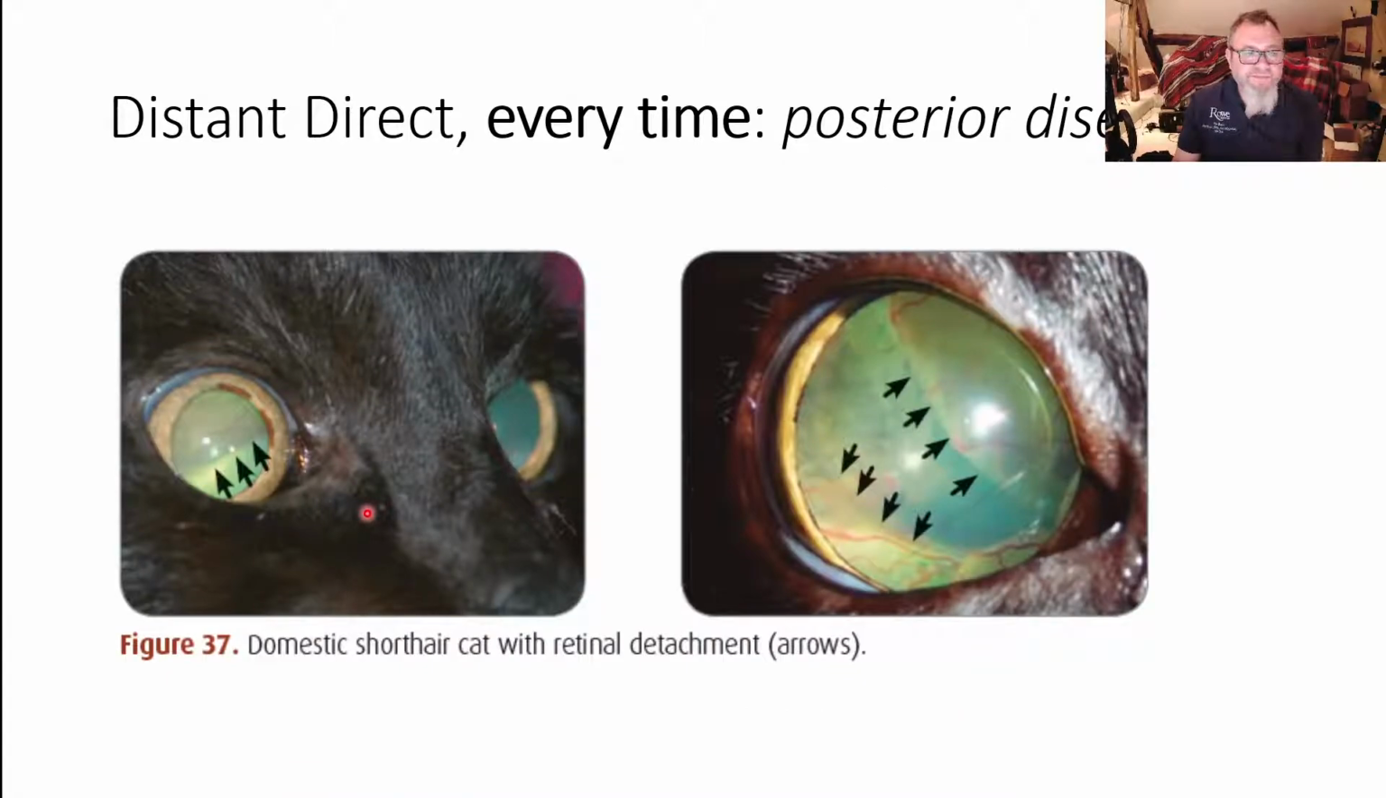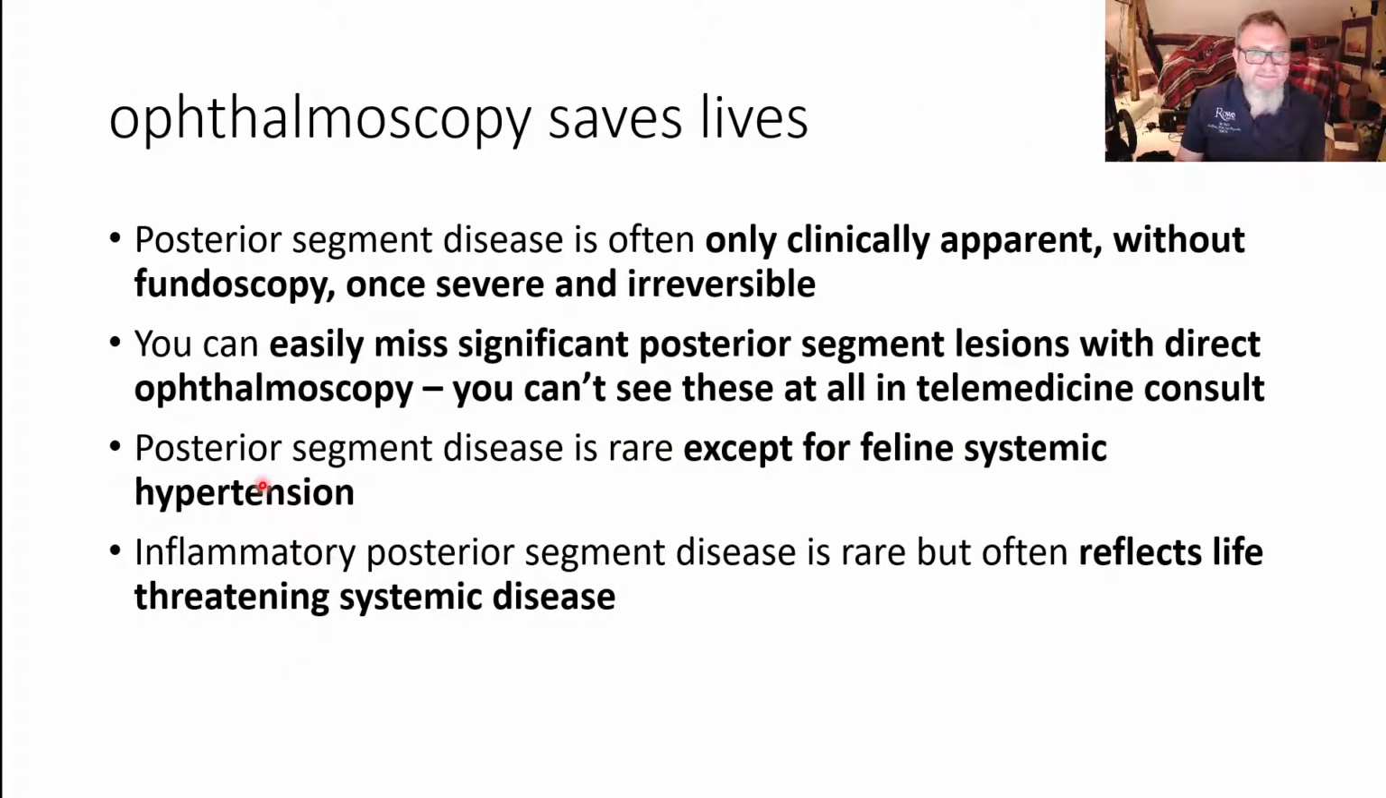And finally, when the retina detaches completely and comes forward, you'll actually start to see retinal vessels without the ophthalmoscope. So just from the naked eye, from distant direct. So if you can see retinal vessels like this, then that tells you that retina's now come up behind, right towards the back of the lens, so the total bullous detachment.